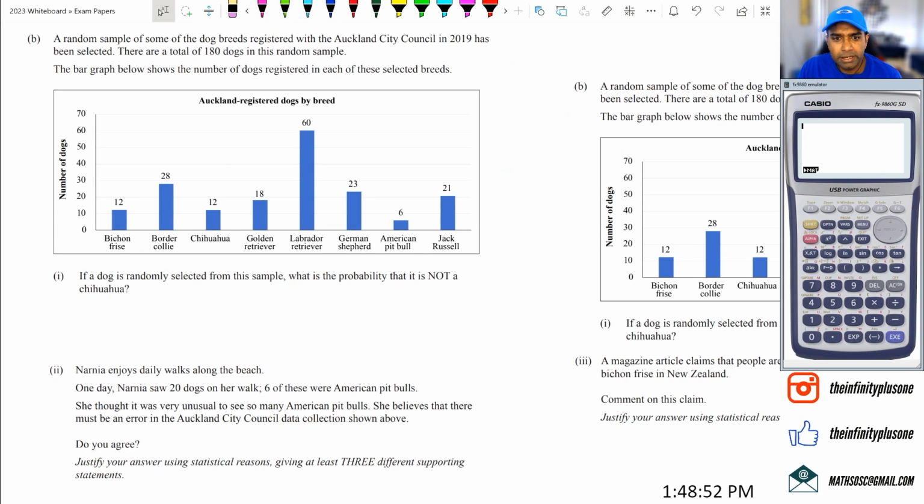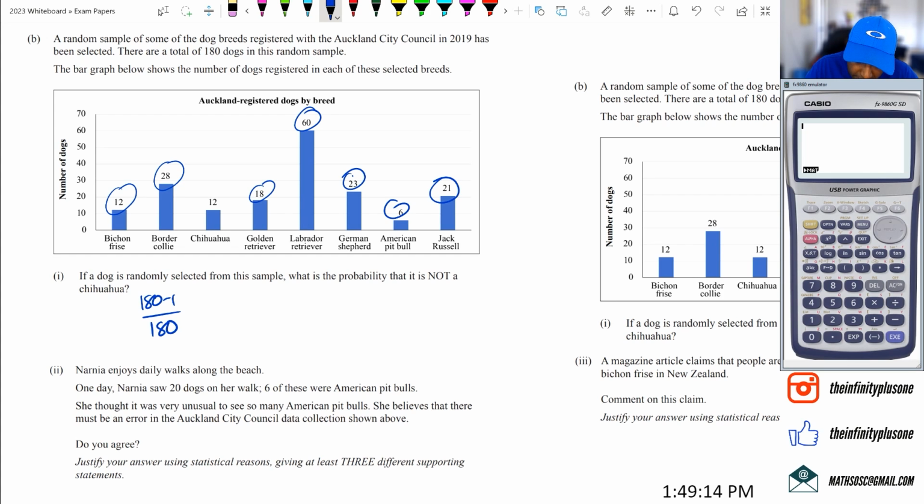So for this question, what's the probability, from a random selection, that it's not a Chihuahua? We've got 180 dogs in total, and if it's not a Chihuahua, that means every other dog. We could go this, plus this, plus this, plus this, plus this, plus this, plus this. That's just too much work.